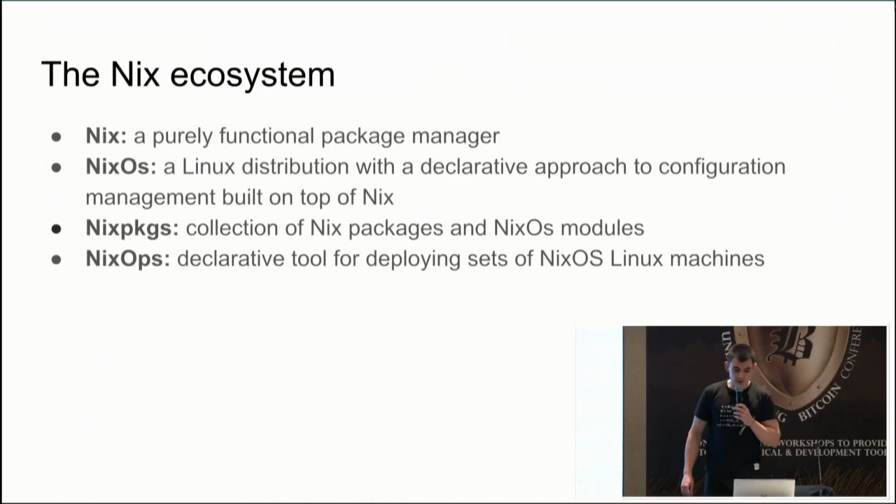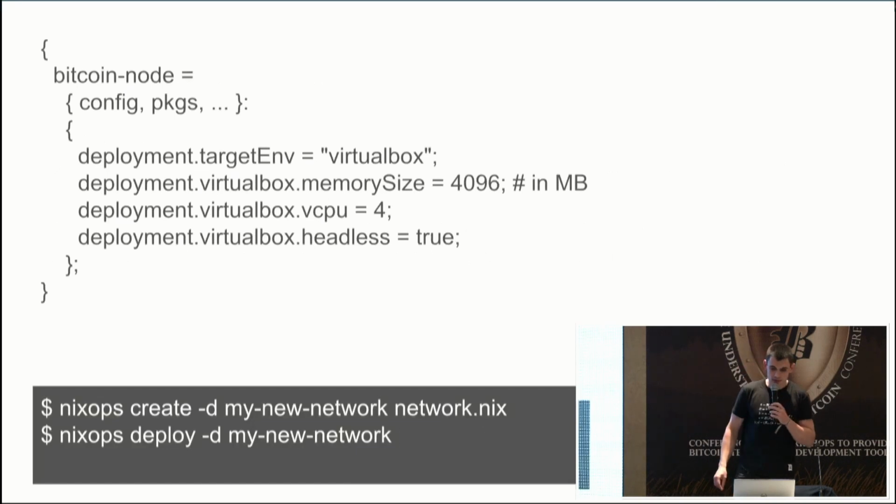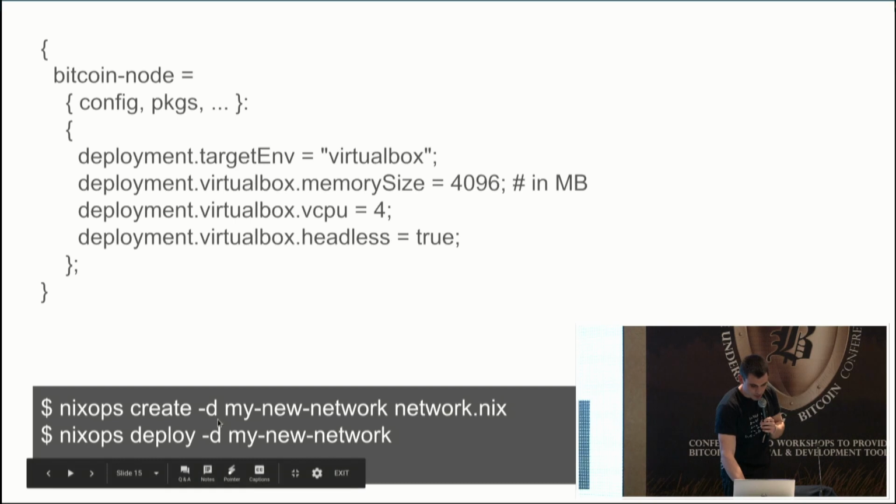And then there's NixOps, which is a declarative tool for deploying sets of NixOS Linux machines. So how this looks is this. You define, in the Nix expression, your Bitcoin node as a function, taking configuration, packages, and returning a set of attributes. In this case, you want to deploy to a VirtualBox. You set how you want your system to look, and then you can create the network with this nixops create command, and then you can deploy the network.